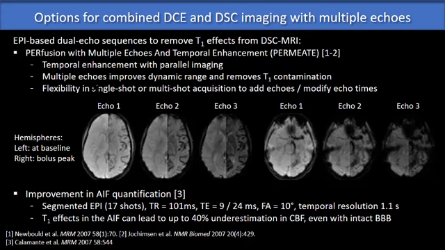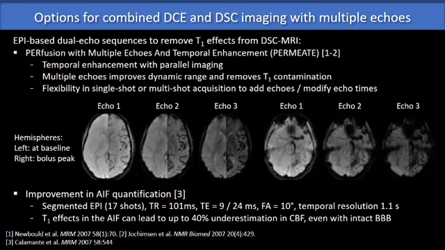So EPI-based sequences, these are more DSC-style sequences. We see that several groups started to look at how to remove T1 effects using multiple echoes. One of the first examples is PERMEATE. They have multiple echoes and then temporal enhancement with parallel imaging. So it's a common theme to use some kind of acceleration. Multiple echoes improved their dynamic range and removed T1 contamination.